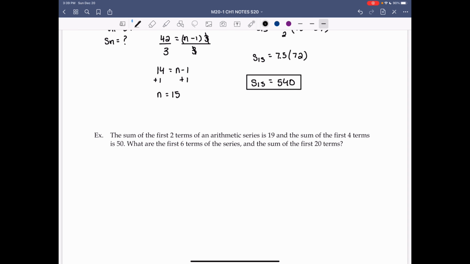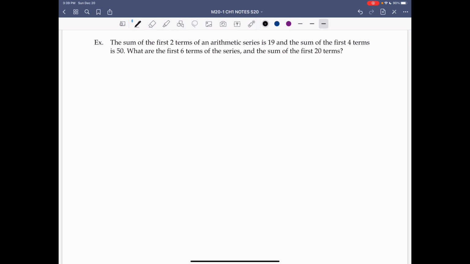The sum of the first two terms of an arithmetic series is 19, and the sum of the first four terms is 50. What are the first 6 terms of the series and the sum of the first 20 terms? Start by writing down what we know.